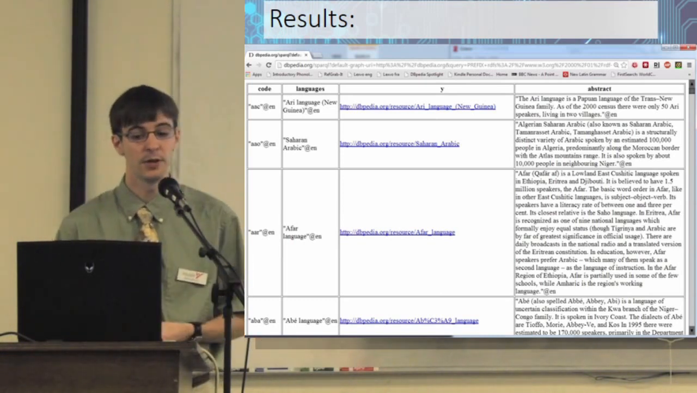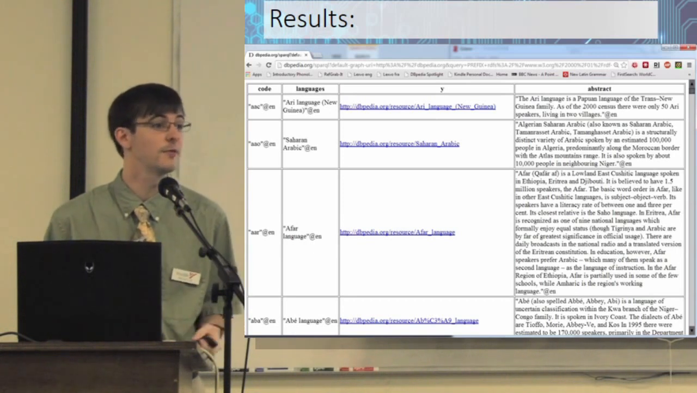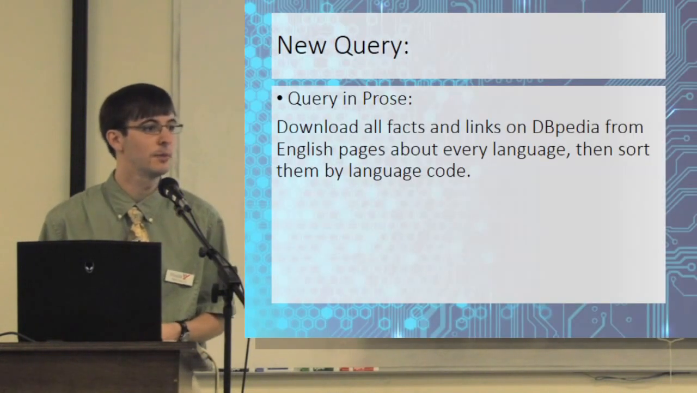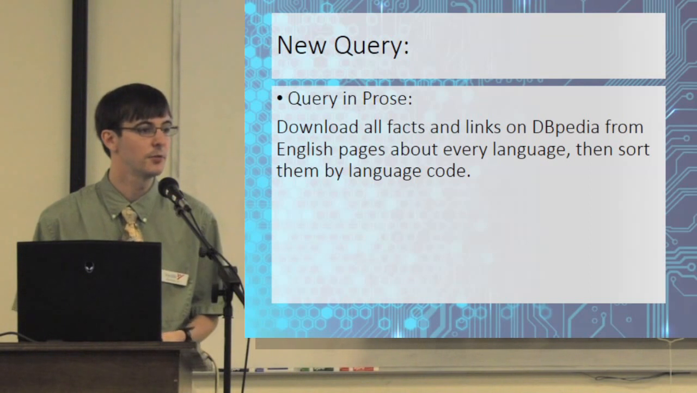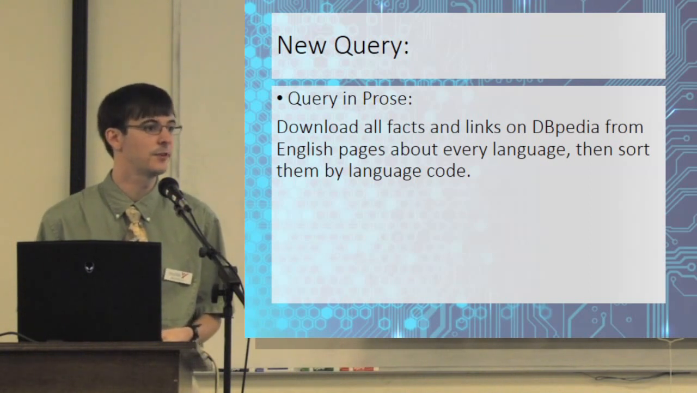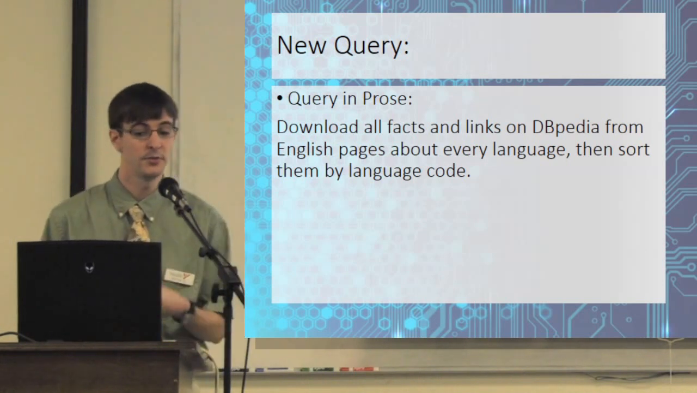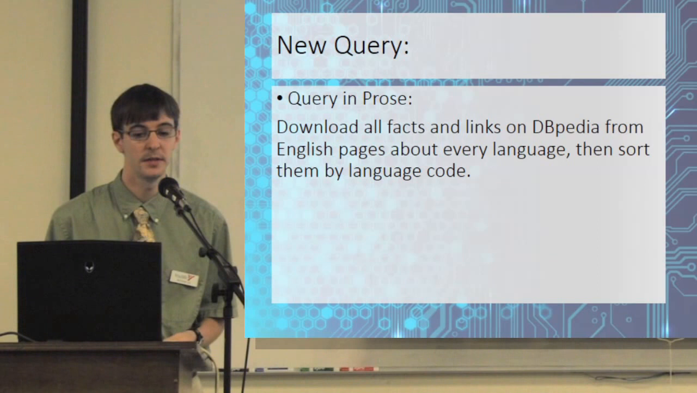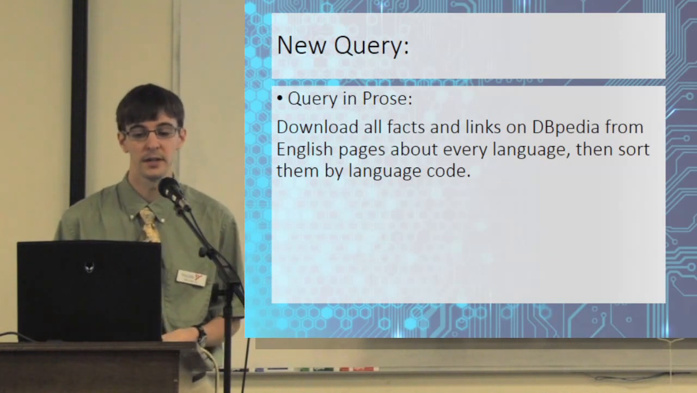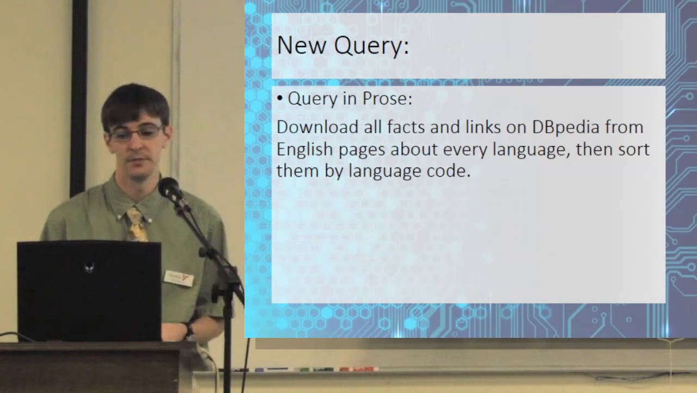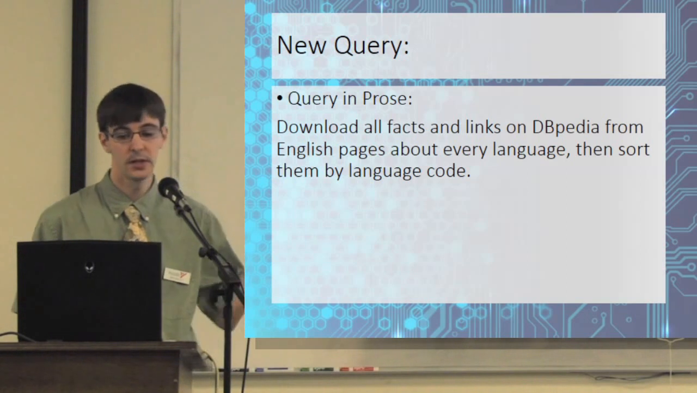So another question was, well, what information is out there about the languages of the world? Most of what's on Wikipedia for many of the minority languages is just copied from the Ethnologue, but it would be interesting to see what else is there. So download all facts and links in DBpedia from English pages about every language and then sort them by language code. And this is the query again.